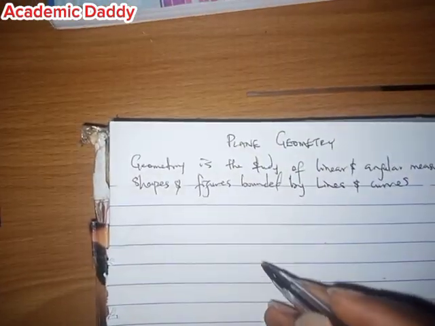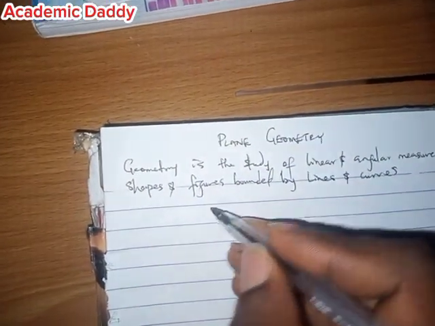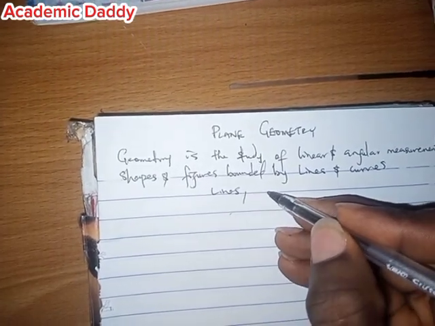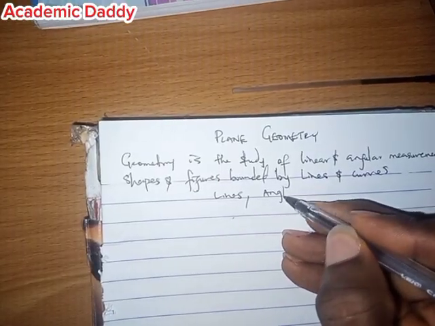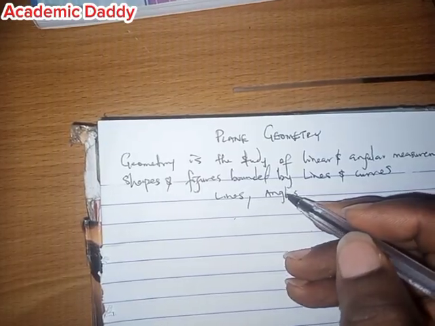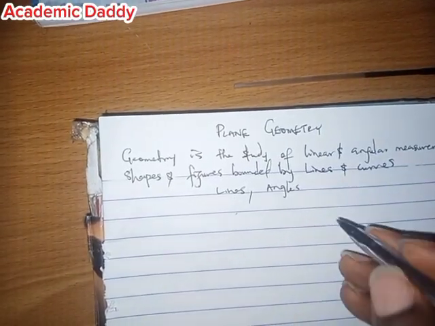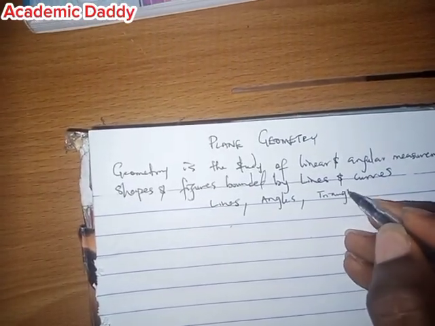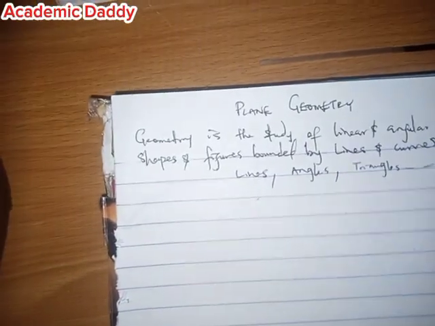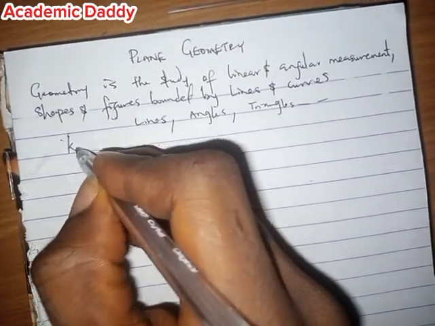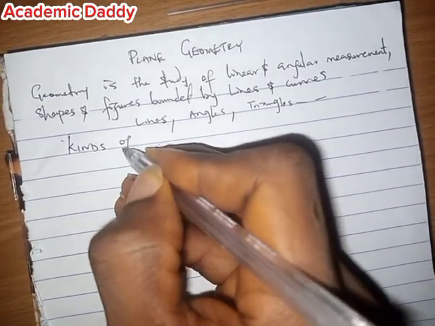So if we know this, that means that in geometry we are going to be looking at lines, then we're going to be looking at angles, because whenever two or more lines meet, it forms an angle. So from angles we'll do triangles, and if time permits us we'll do circles, so circle theory. So now, first of all, kinds of lines.